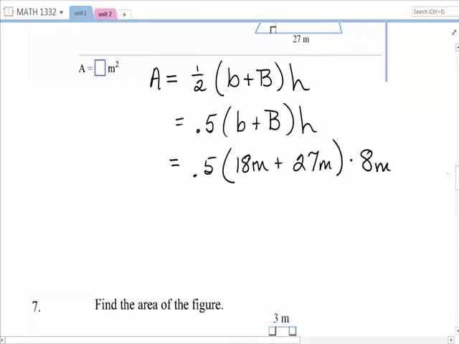With the graphing calculator, you can type this in using the parentheses and it's perfect. If you have to use a calculator that isn't quite so sophisticated, you need to do the order of operations. Do what's in parentheses first and then multiply the numbers. So I'll have 0.5 times, whoops, I don't need the times, I can just open parentheses, 18 plus 27, close parentheses, times 8. And I get 180. Now, what would the units be?